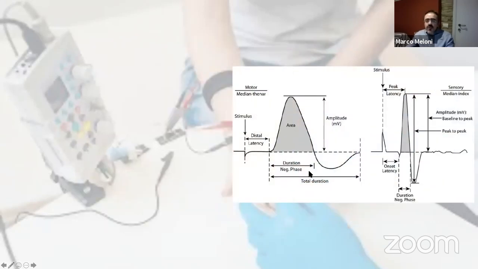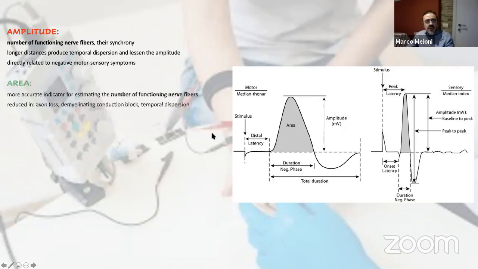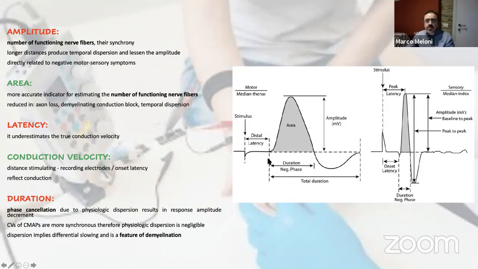We have here an example of a nerve action potential, and in particular the features of this exam. The amplitude is very important, because together with the area, which is usually calculated automatically by the machine, it is able to tell us the number of functioning nerve fibers. Latency is actually underestimated compared to conduction velocity, so it's not fundamental for the peripheral nerve surgeon. Conduction velocity obviously depends on the stimulating distance, but usually by putting proximal and distal electrodes, we are able to have a good idea of conduction velocity.